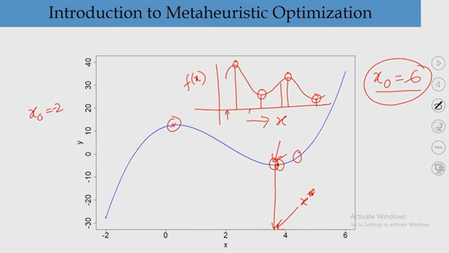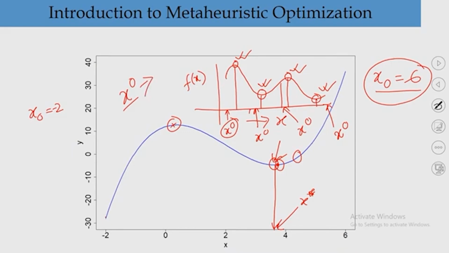Now, if I take this as my initial point x naught, then I will get this particular solution. If I take this particular point as my x naught, so I will get this particular solution. If I take this particular solution as x naught, so I may get this solution, and if I take this particular solution as x naught, so I will get this solution. So, therefore, what will happen? Depending upon your initial solution, and initial solution you have to define as a user, this x naught value that user has to define.